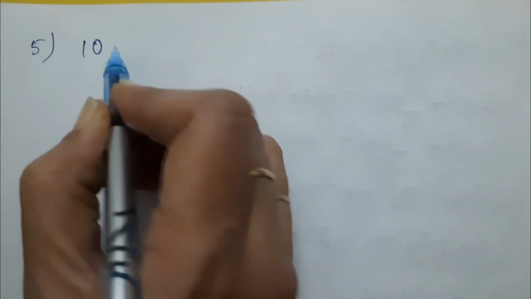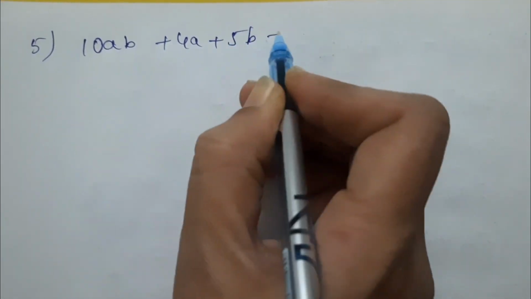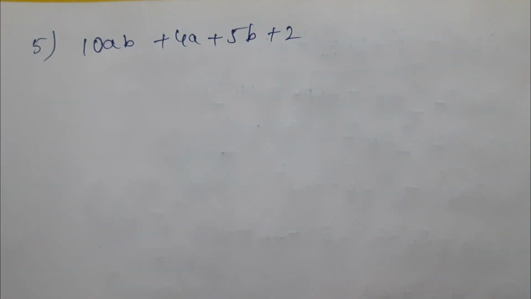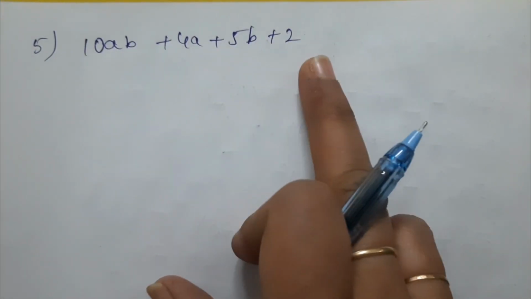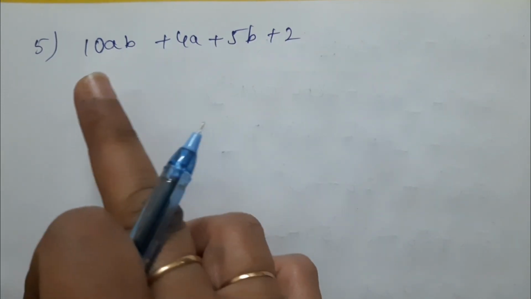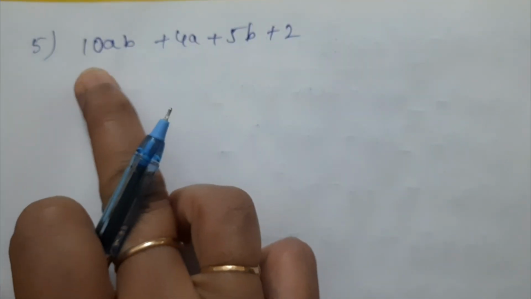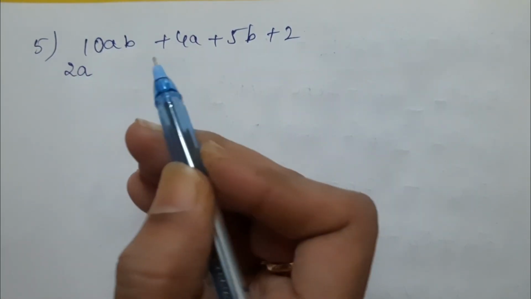So let's start with the next question. Now the next question is 10ab plus 4a plus 5b plus 2. Again we'll see whether the sequence is followed or not. Here also big number, smaller number, big number, smaller number. So the sequence is correct. We need not arrange it. Again we'll try for the common. So here 10 and 4 are there. There is 2 common and moreover a is also there.